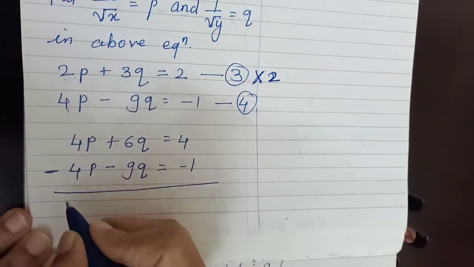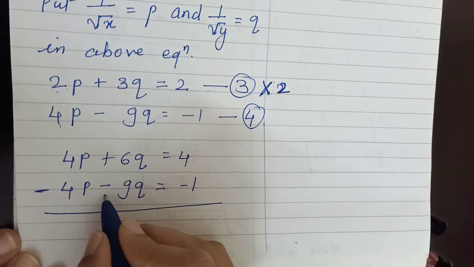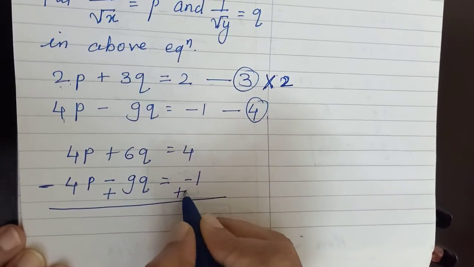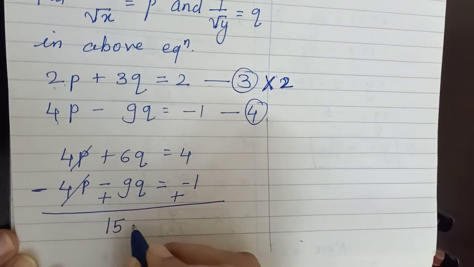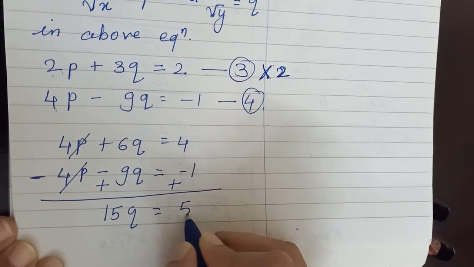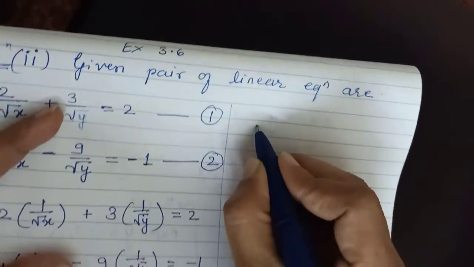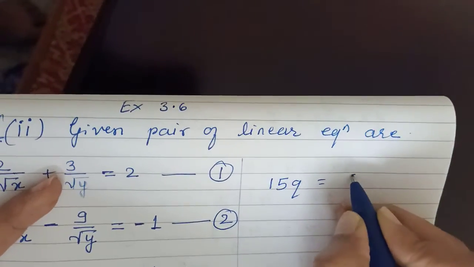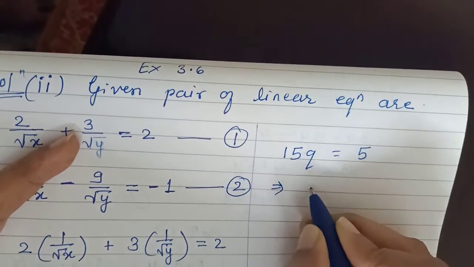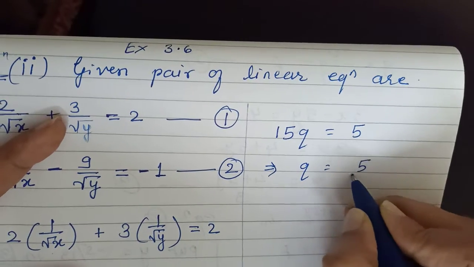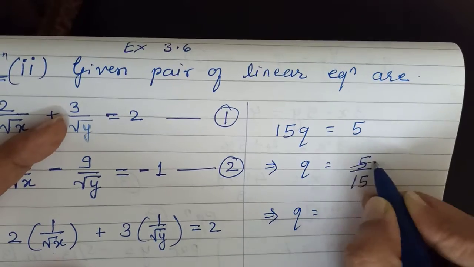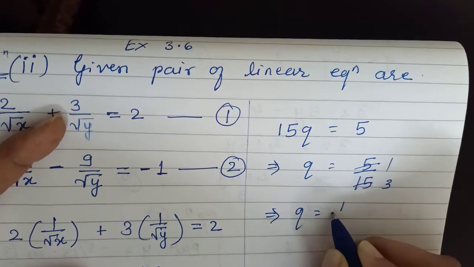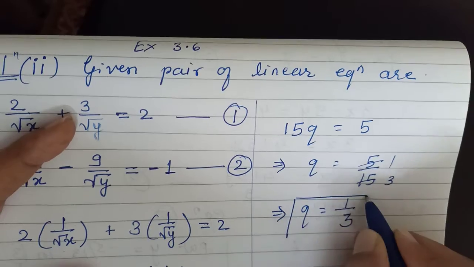Now simply subtract. If you subtract, the signs change. This will become plus and this will also become plus. So the 4p terms get cancelled. This gives 15q equals 5. Now from this we will find the value of q. 15q equals 5 implies q equals 5 upon 15, and 5 ones are 5 and 5 threes are 15, so it is 1 upon 3. This is the value of q.